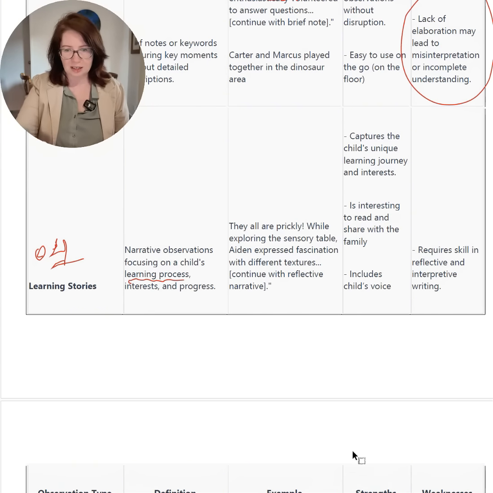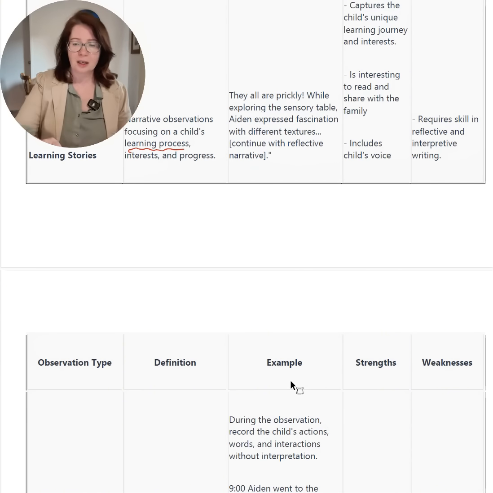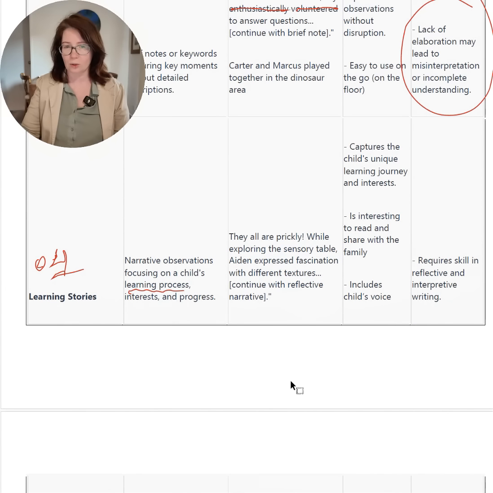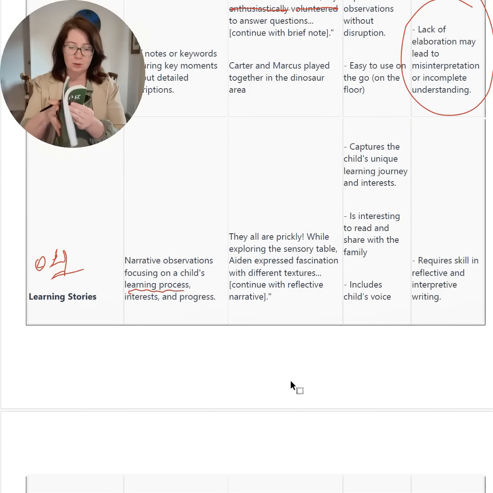Of course, that's a short example because I cannot put the whole learning story here. While exploring the sensory table, Aidan expressed fascination with different textures. As she held the cone, she said, la la la. This continuous story, and it will be also addressed to Aidan's parents or Aidan herself, captures a unique learning journey. Interesting. As I was saying, I am reading this book all the time and making notes, highlighting some of my favorite stories.